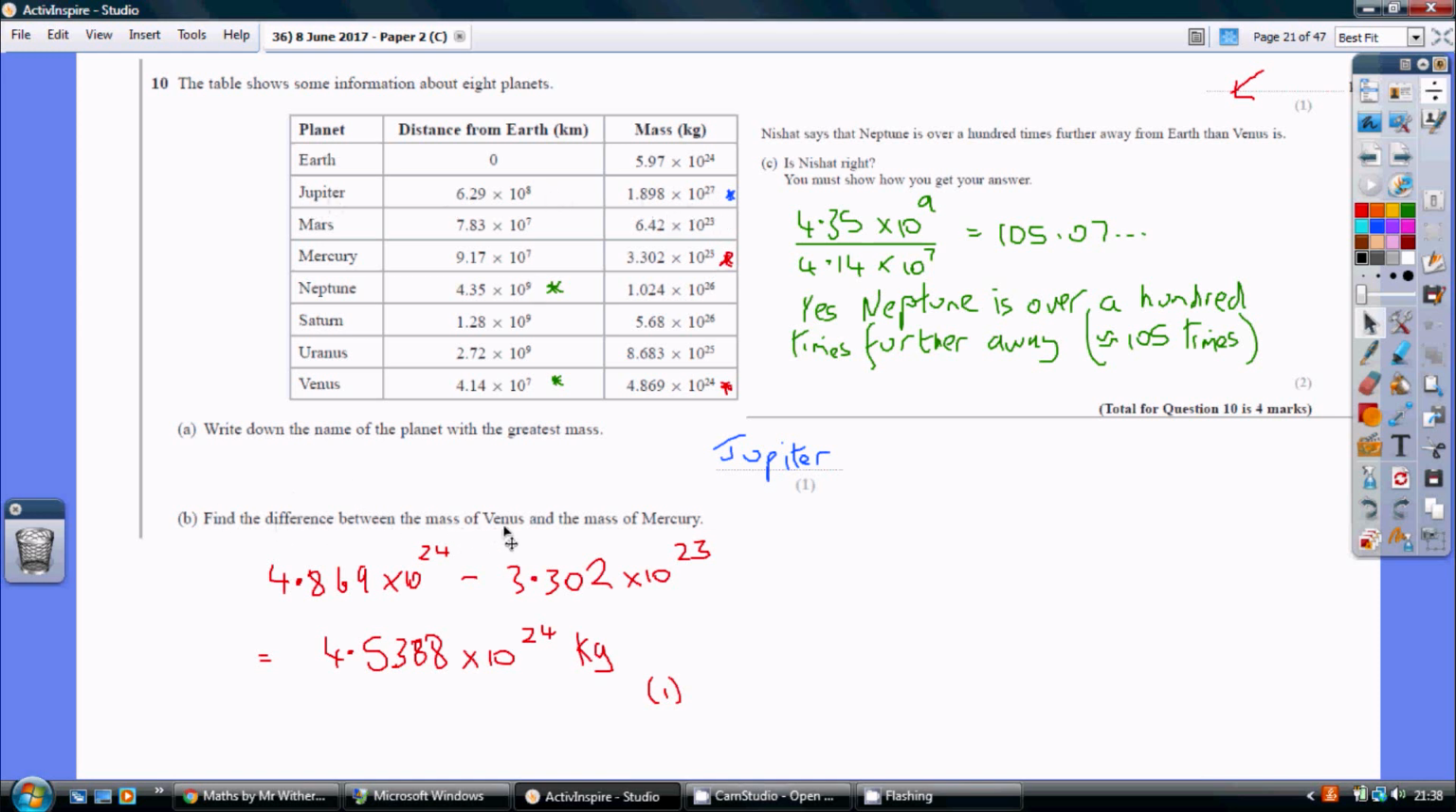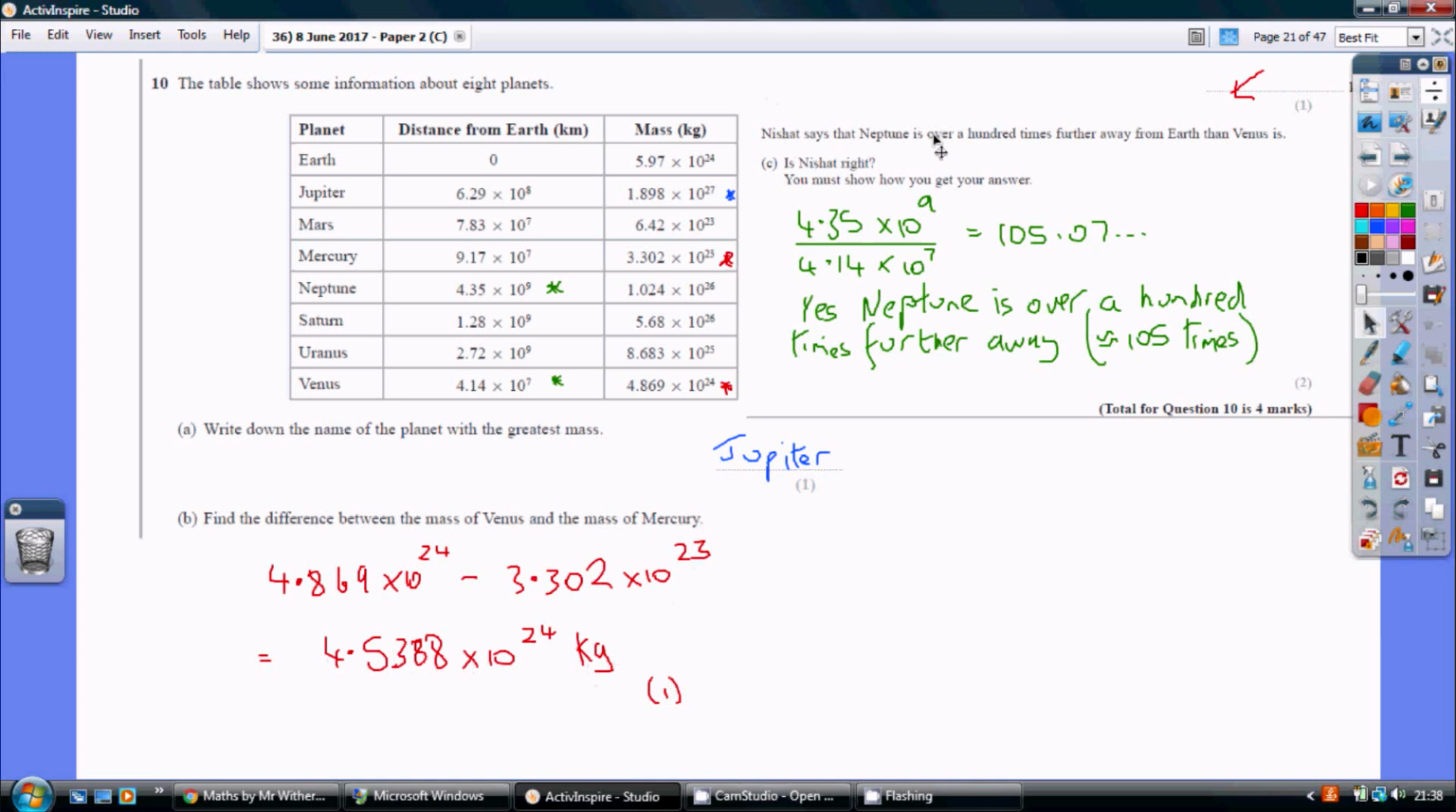Find the difference between the mass of Venus and the mass of Mercury. So there's the mass of Mercury, there's the mass of Venus. Just literally pop those both into your calculator and you get this answer here, which is the correct answer, 4.5388 times 10 to the 24 kilograms.